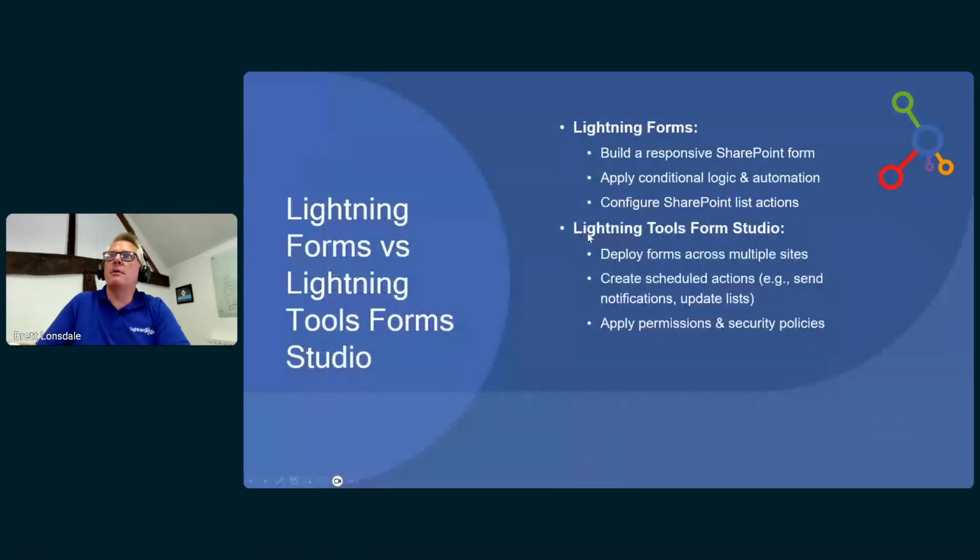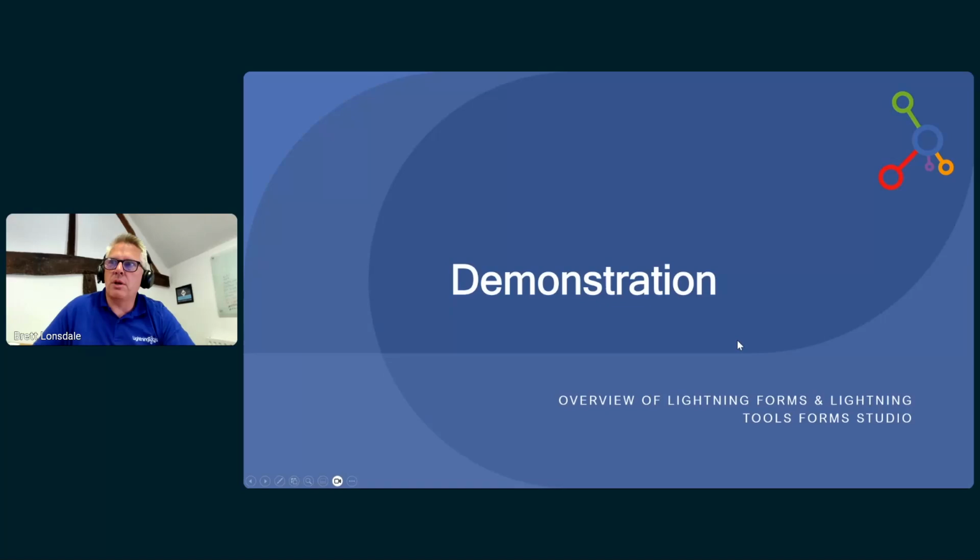All right, so like I say, Lightning Forms, you can build a responsive modern SharePoint form. It's going to be based on a SharePoint list. You can add the conditional logic and automation, and you've also got the ability to configure list actions as well using Lightning Tools Actions, which is something else that we'll be taking a look at. And then for Lightning Tools Form Studio, this is where you can centralize your design and automation and then deploy many times. And that includes, which I didn't mention, applying permissions to the deployment as well. So again, everything that can come together in order to be able to build a solution.